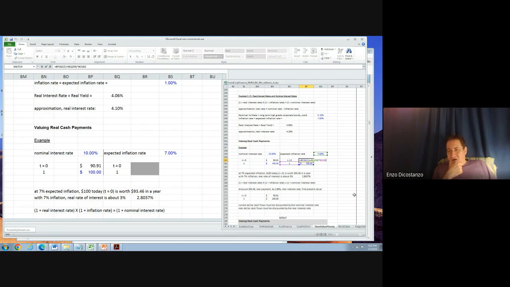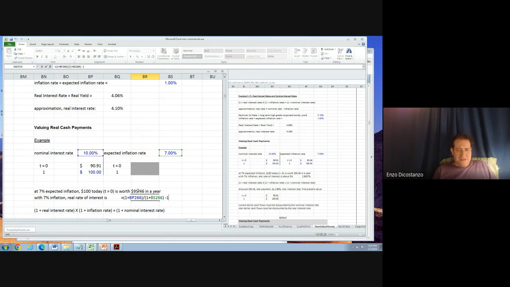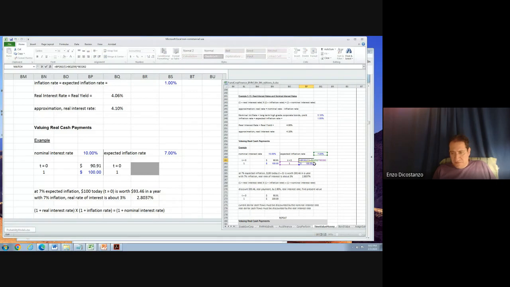Okay, this other version of this, we took 100. It says today is worth 93. Or yeah, another version of this is right. This just takes the 1 plus nominal divided by 1 plus inflation minus 1. The real rate would be 2.83. So the version here, how do we do this? This is 100 divided by 1 plus inflation, is 93.